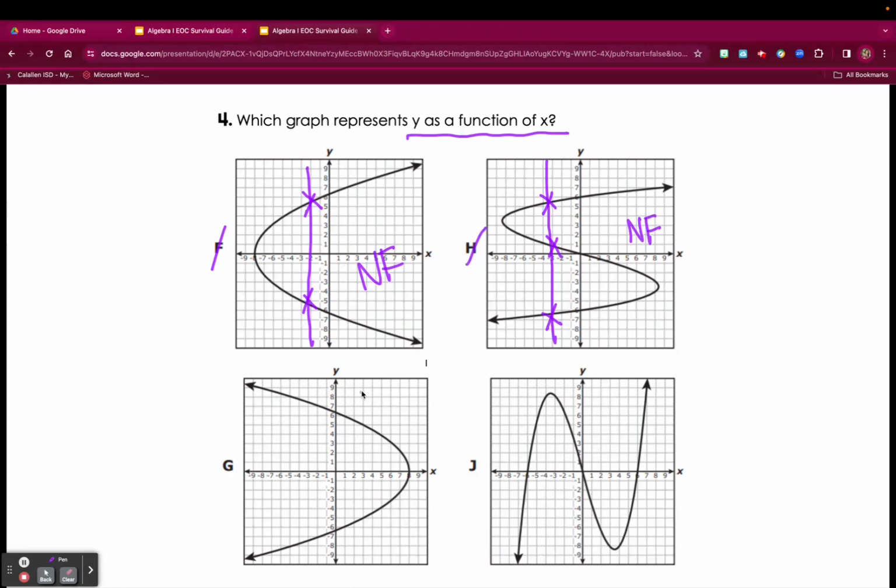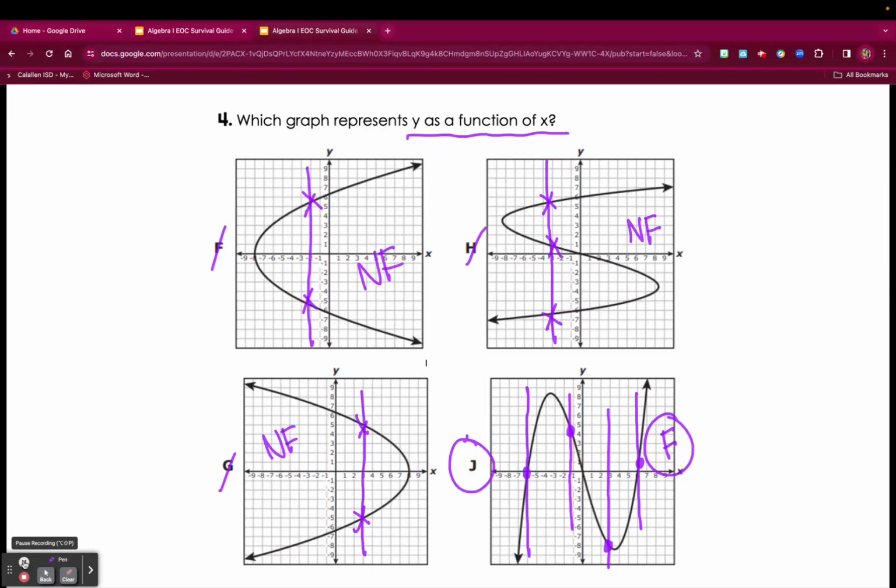For G, if I draw a vertical line, again, it hits twice. That means this is not a function. And lastly, J. If I draw a vertical line here, I see it touches one time. If I draw a vertical line here, it touches the graph one time. If I do the vertical line test here, again it touches one time. If I do it here, again it touches one time. So this graph passes the vertical line test and it is a function. Therefore, my answer is J.